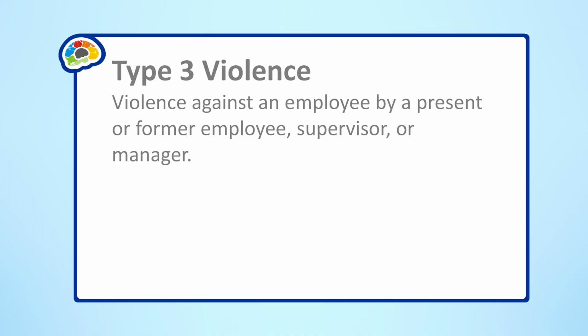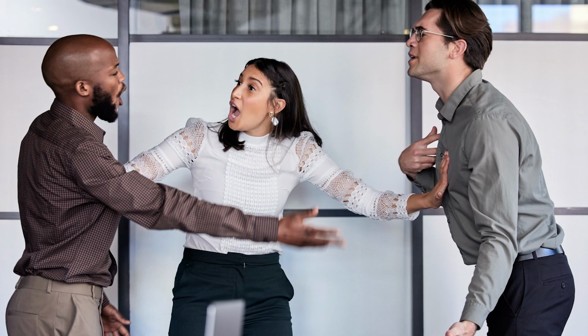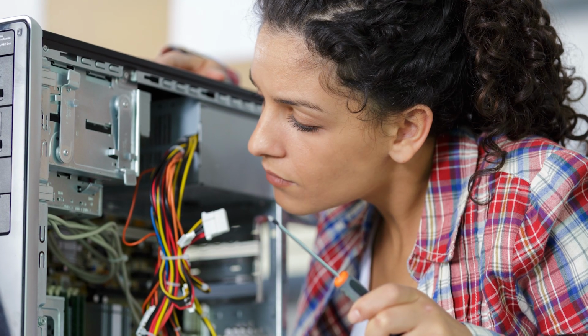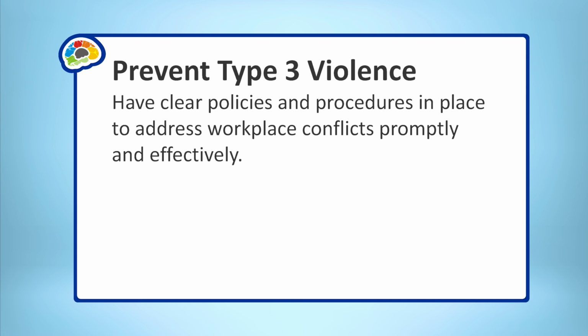Type 3 violence is workplace violence against an employee by a present or former employee, supervisor, or manager. This type of violence may arise from conflicts between coworkers, disputes over promotions, disagreements about work-related matters, or even personal grievances spilling over into the workplace. This category of violence can manifest in various forms, such as verbal altercations, physical confrontations, harassment, or even sabotage of work equipment or projects. To prevent Type 3 violence from escalating, it's essential for employers to have clear policies and procedures in place to address workplace conflicts promptly and effectively.